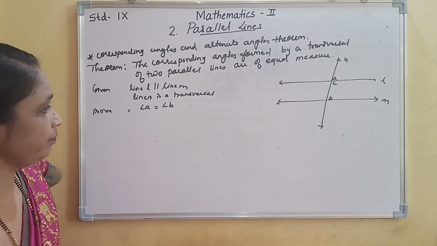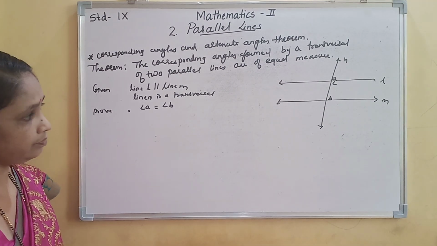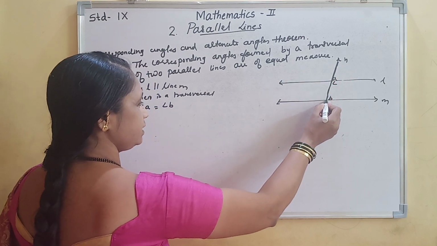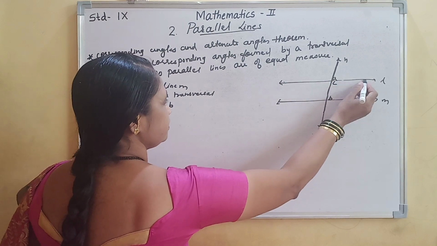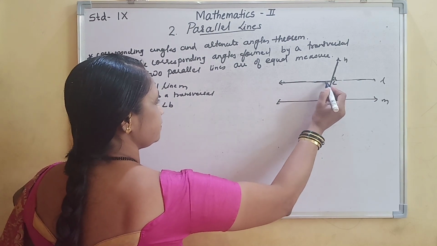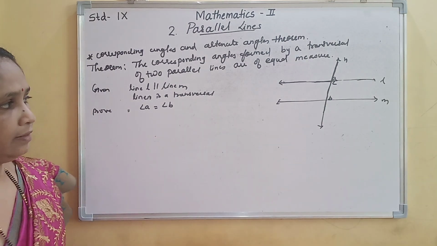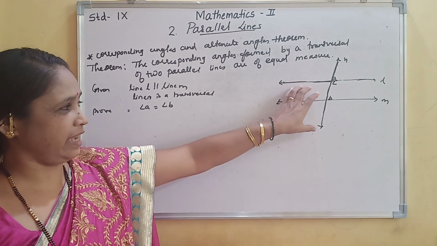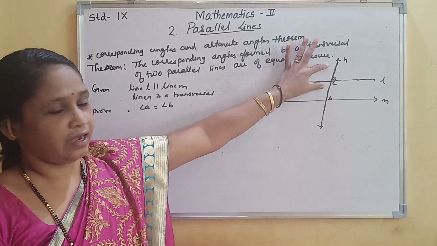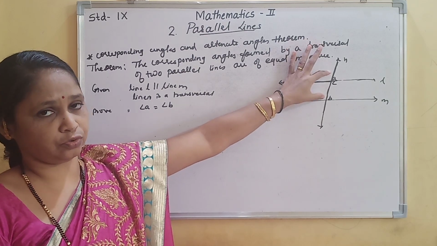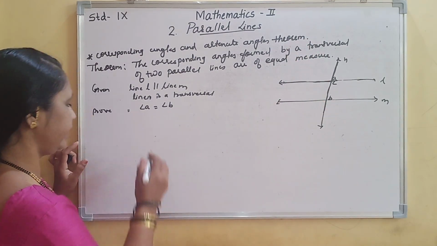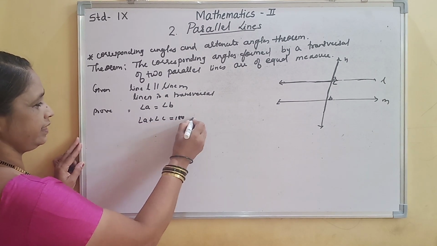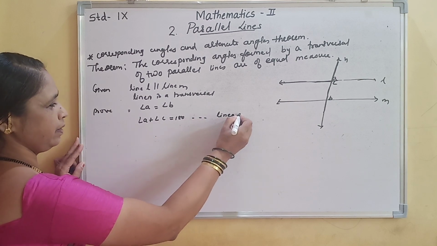Now for this, see what we have. If you consider this as a transversal and these two lines are parallel lines, now see, the angles formed by line L and line N are linear pairs. Okay, now we have to show this. So we consider angle A plus angle C is equal to 180 degrees. Why? Linear pair of angles.